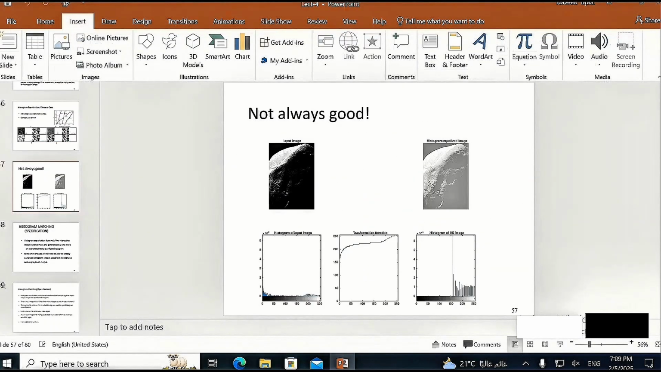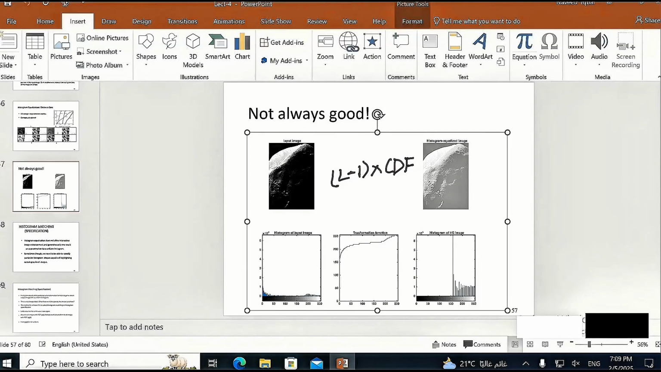How do we do histogram equalization? For histogram equalization, the level minus 1 times the CDF will give you the transformation that we use. However, it is not always good. We have seen that if the image is very dark, the CDF will be very high at the start and become flat. Because of this, if I transform the image, the lower parts which are dark now will become very bright. So what's the solution?